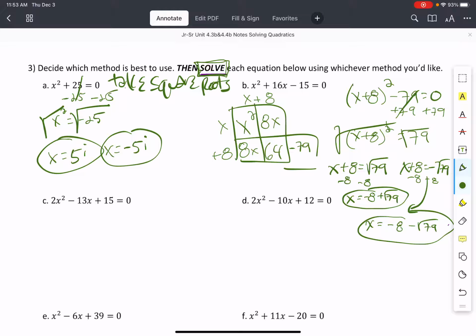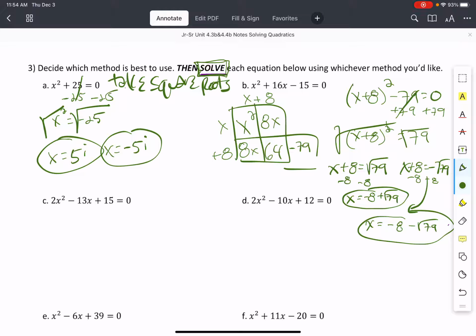Okay, next. What's the best option for part C? Nope. Quad formula. There's no GCF, right? And the A isn't 1. So I would quad formula.